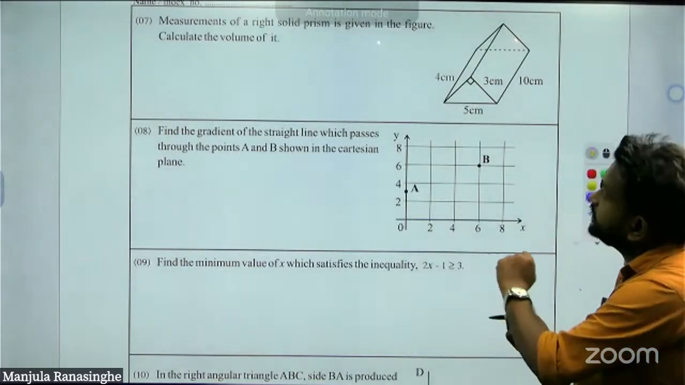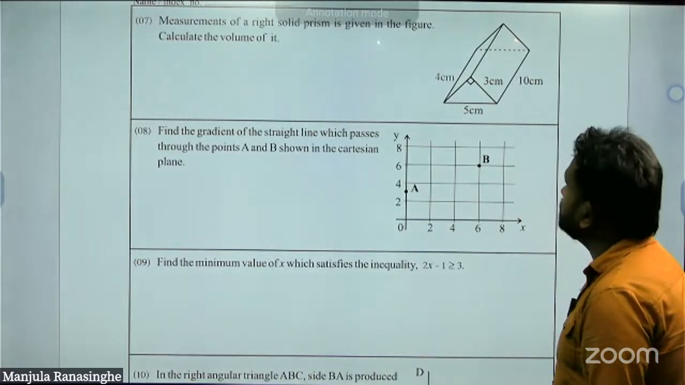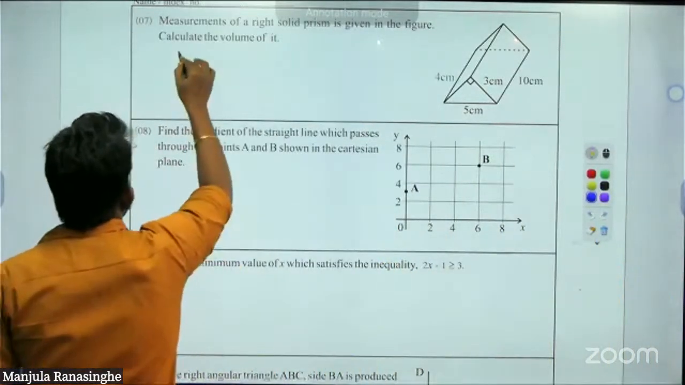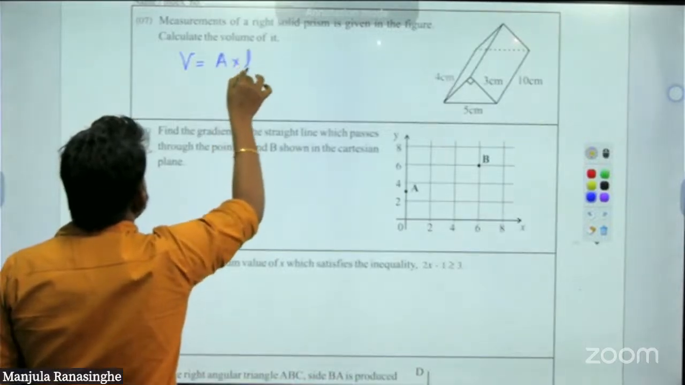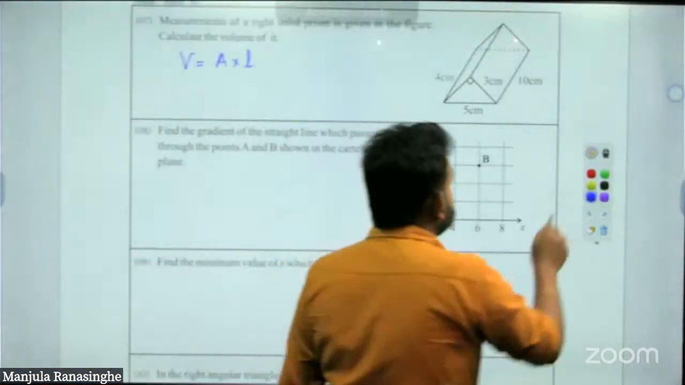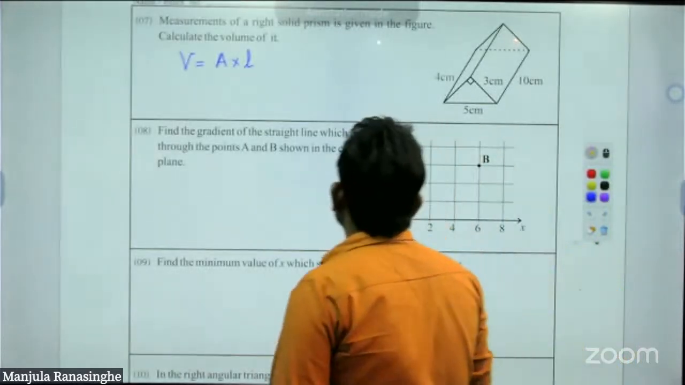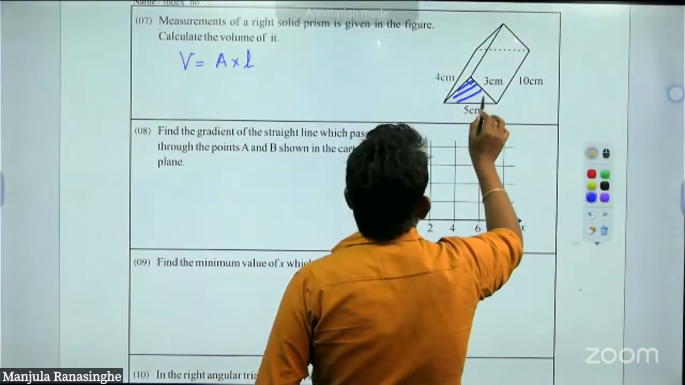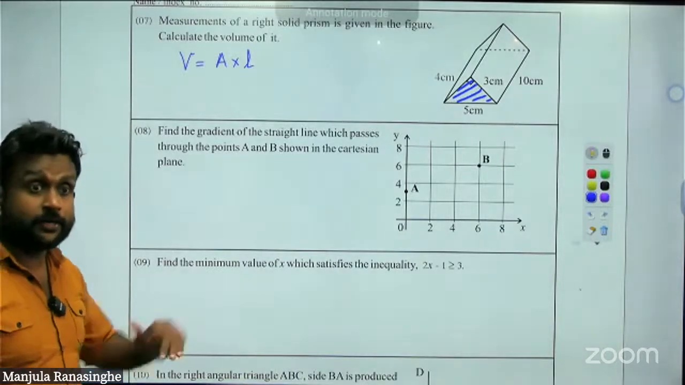Measurements of a right solid prism are given in the figure. Calculate the volume of it. So we know that the volume of a prism is given by volume equals the cross-sectional area times the length. V equals A times the length. Now what is the cross-section here? That is a right angle triangle. Then the area of the right angle triangle times the length.